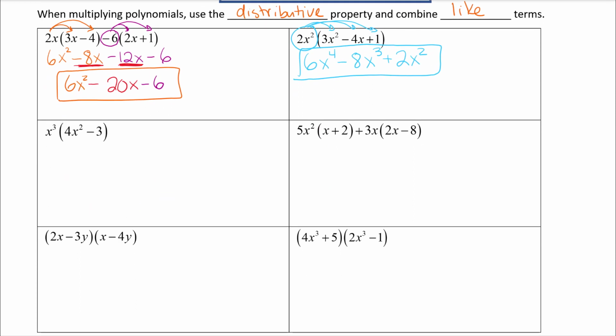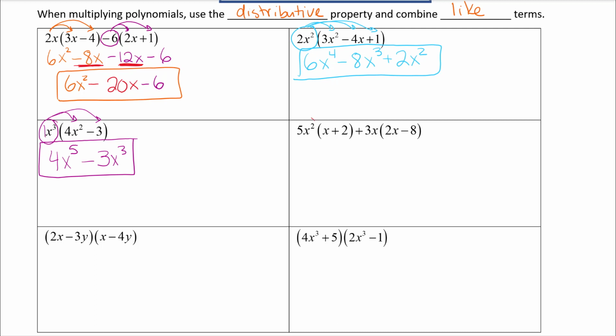On our next problem, we're going to be taking x cubed and distributing it through. The coefficient of the x cubed is a 1, so 1 times 4 is 4. x cubed times x squared, I'm going to add the exponents and get x^5. Minus, let's do it again. 1 times 3 is 3. x cubed doesn't have any other partners, so that just comes down. These don't combine because they're not like variables.